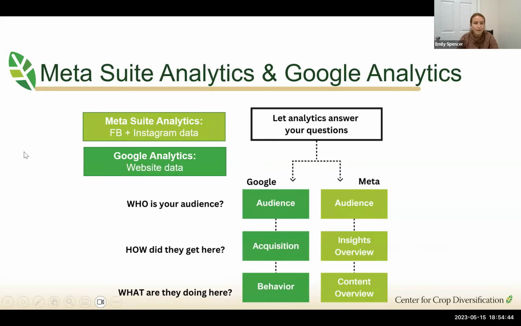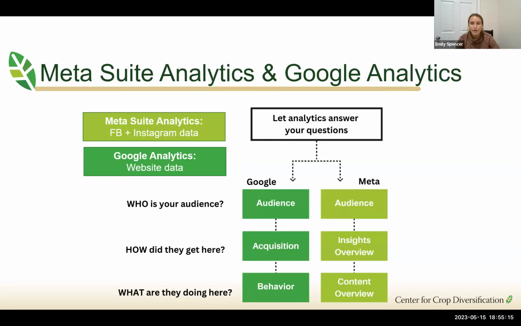This is a good page to take a screenshot or picture of if you're interested in analytics. The dark green ones on the left side are the terminology, the buttons or categories that you will actually click on to answer these questions. For Google Analytics, you find your audience under the word audience. It's pretty obvious. Same with Meta. How did they get there? On Google, they call that acquisition. On Meta, it's not as straightforward.